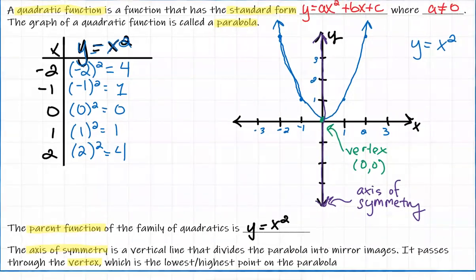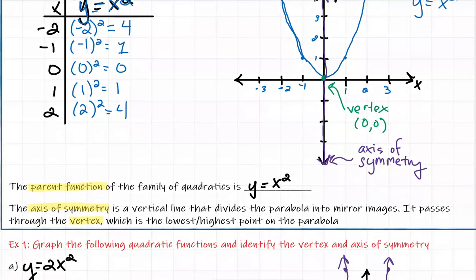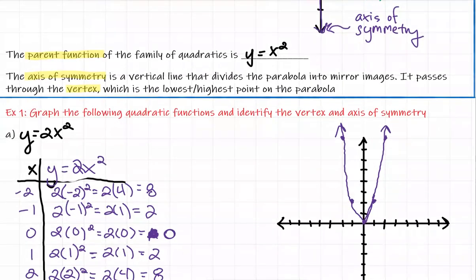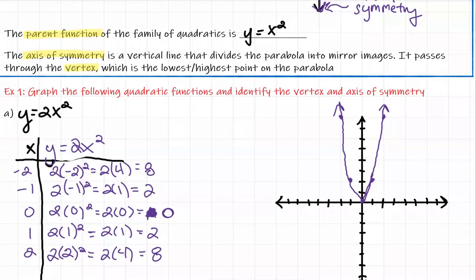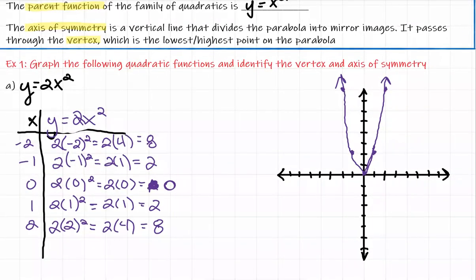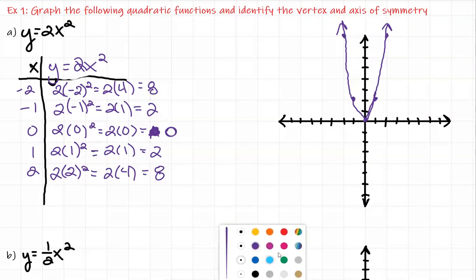If you notice, the only difference between our current parabola and x squared is that it's just a lot skinnier, right? Remember that when we have a number multiplying outside of our function, that's going to stretch it vertically. That's going to make it skinnier. Okay, so our axis of symmetry, let's just do it because it's what's in the problem.